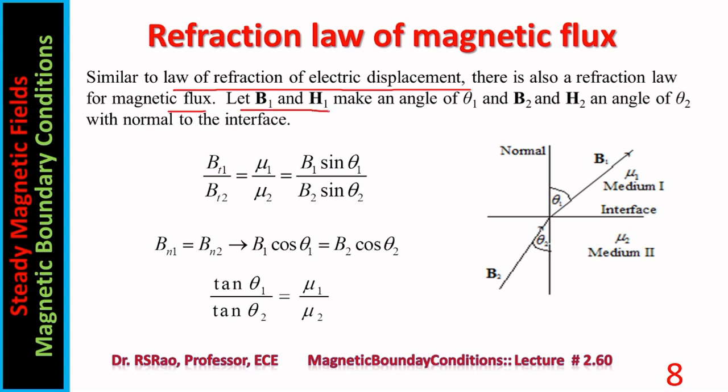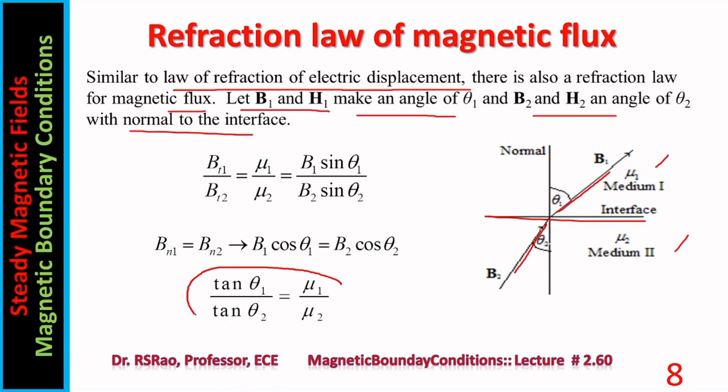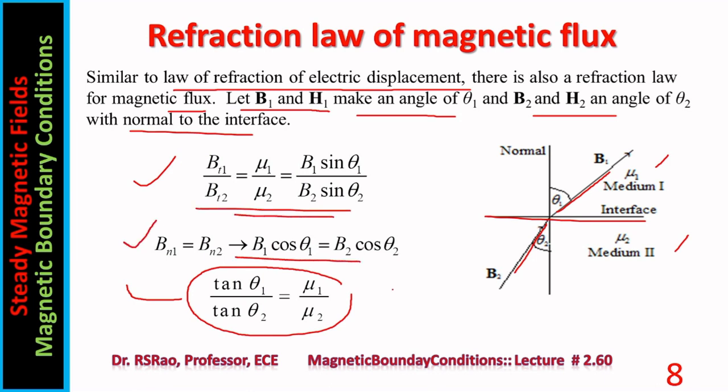Let B1, H1 make an angle θ1, and B2, H2 make an angle θ2 with the normal to the interface. Here it is shown. This is the interface, this is medium 1, this is medium 2. This is B1 and this is B2. B1 is making an angle θ1 with the normal, and B2 is making an angle θ2 with the normal. Then this law says, we can easily see that tan θ1 by tan θ2 is mu1 by mu2, where mu is permeability. How has this relation come? We have the boundary condition on tangential components and the boundary condition on normal components. Combining these two, within no time one can obtain tan θ1 by tan θ2 equal to mu1 by mu2. This connecting relation is known as the refraction law of magnetic flux.